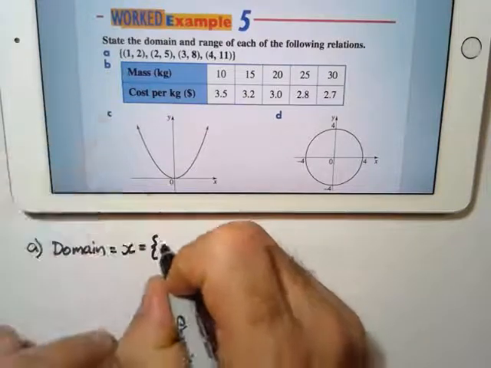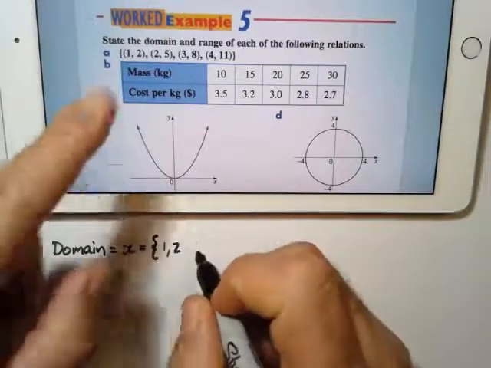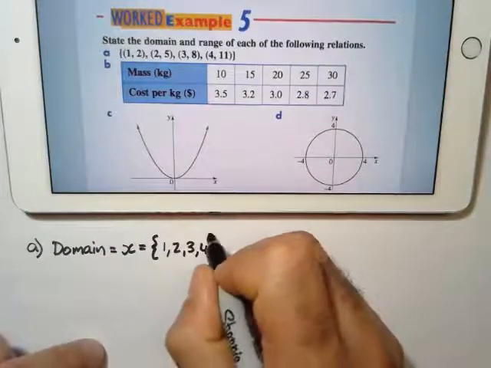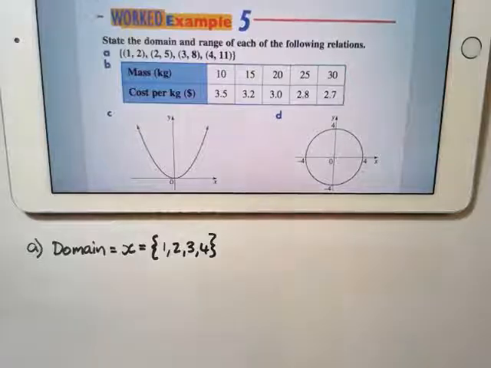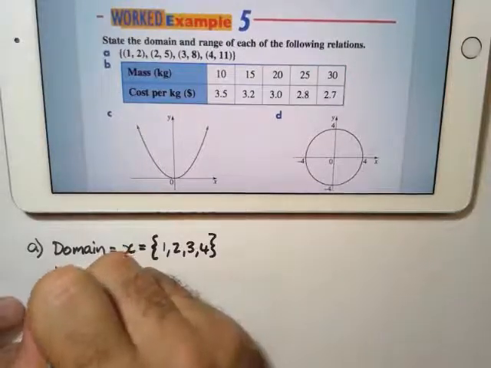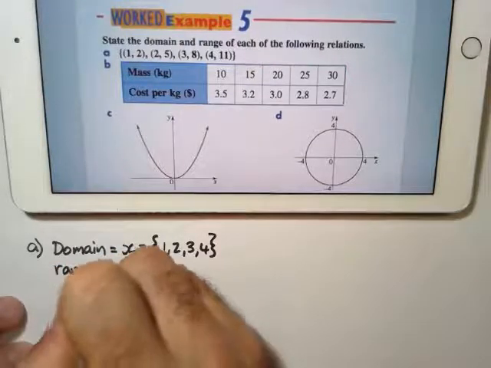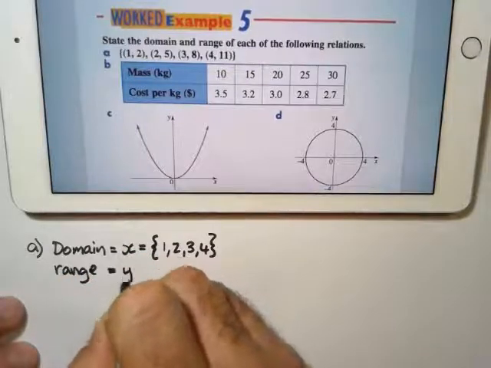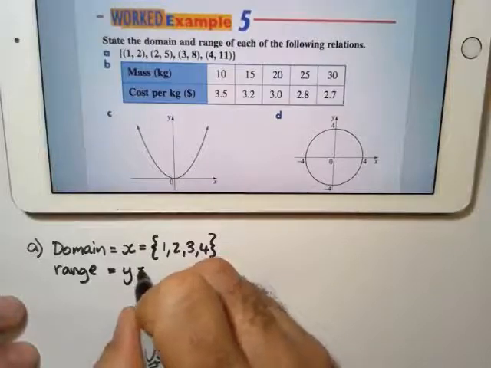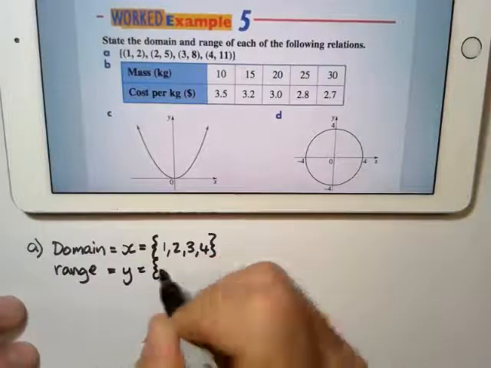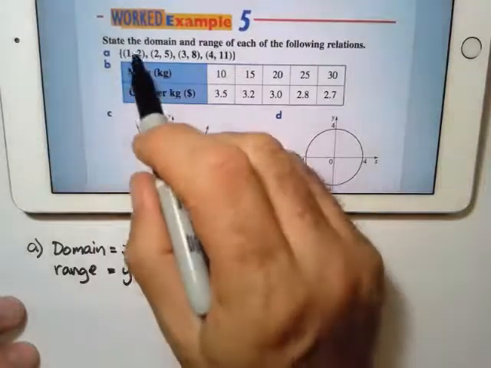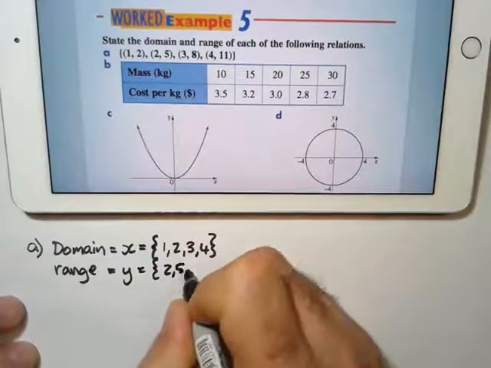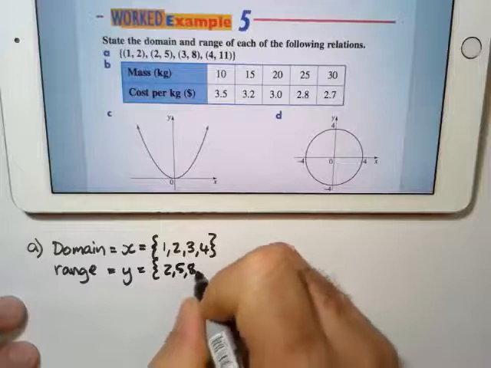The smallest value is 1, then it is 2, 3, 4. That's my domain. What is my range? I know that my range, now remember, the range equals the y. So my y values are, where do I find y values? 2, 5, 8, and 11.